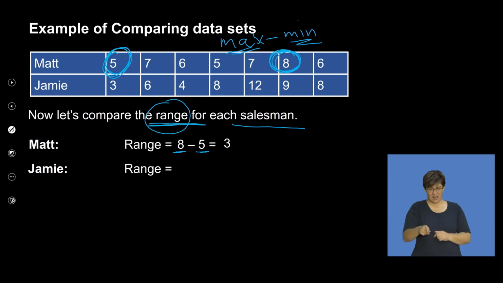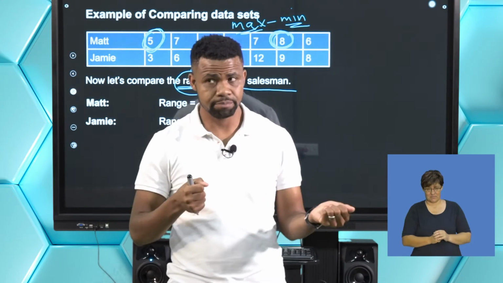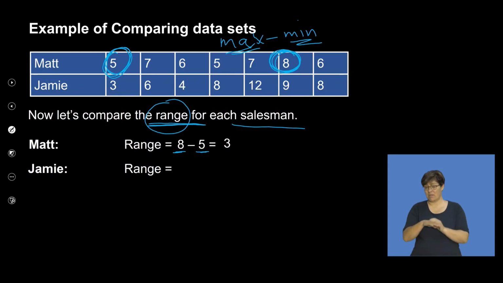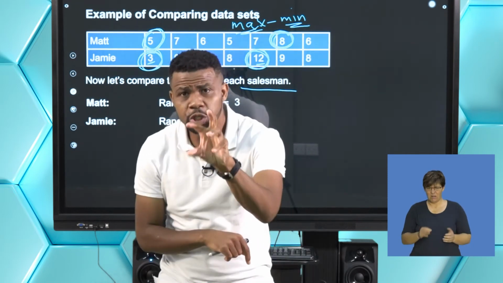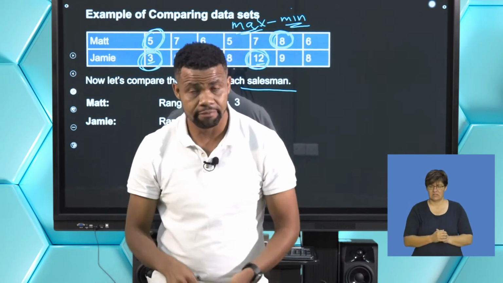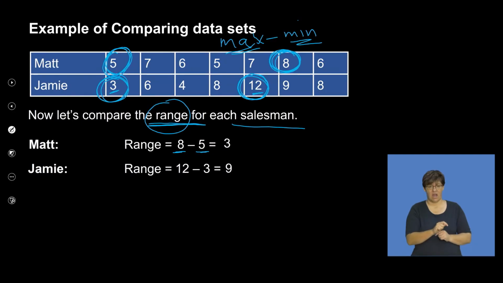So let's look at the range for Jamie. We know the range is still the maximum minus the minimum. The maximum for Jamie is 12, the highest number of sales per day, and the minimum is 3. So this will be 12 minus 3, which gives us 9. Matt's range is 3. Jamie, 9. What can we deduce just looking at that? Matt has the smallest range, Jamie the highest.